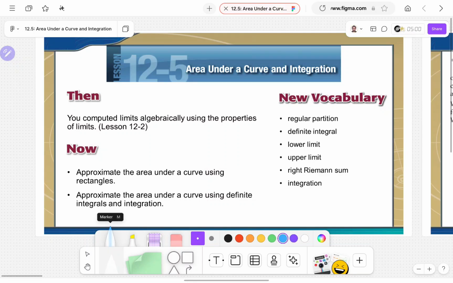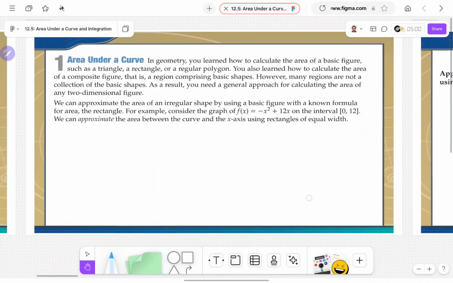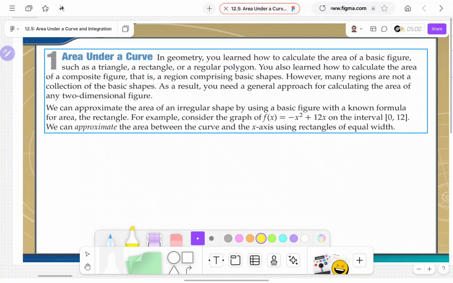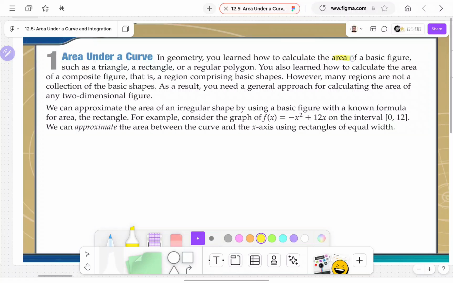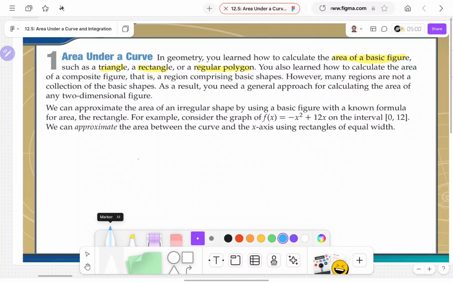Now we're going to learn here about how we can approximate the area under a curve using rectangles. If we read here, in geometry you learned how to calculate the area of basic figures, such as triangles, rectangles, regular polygons. So all of these have area.